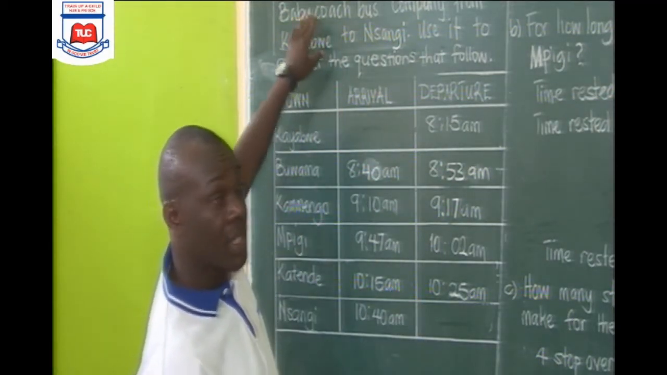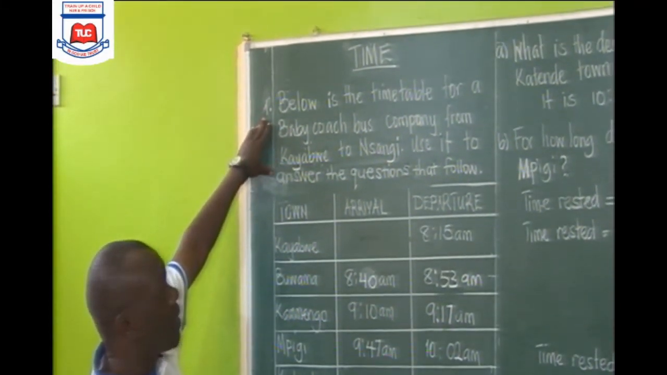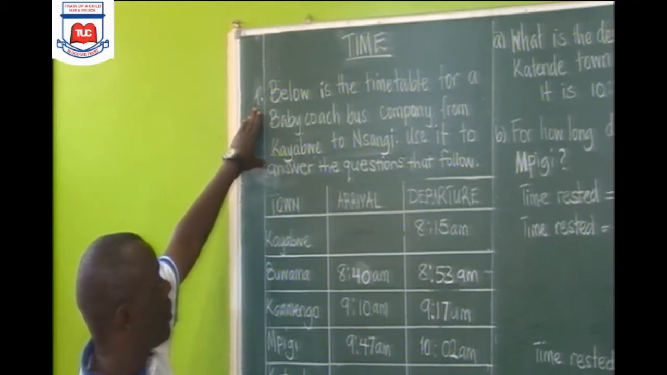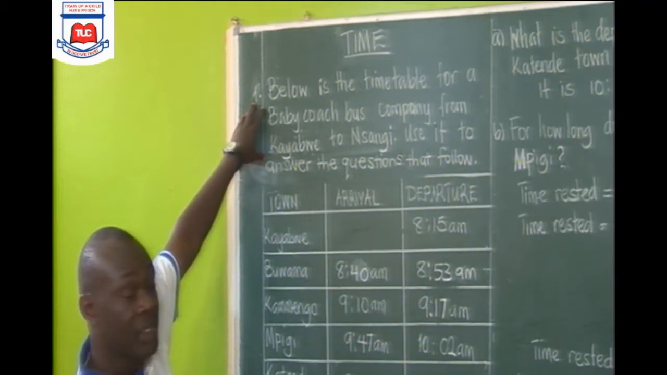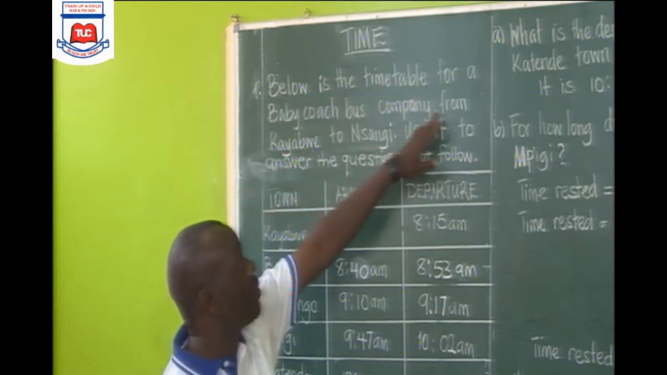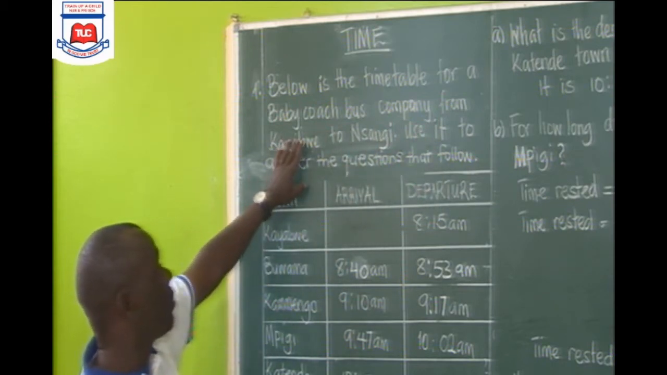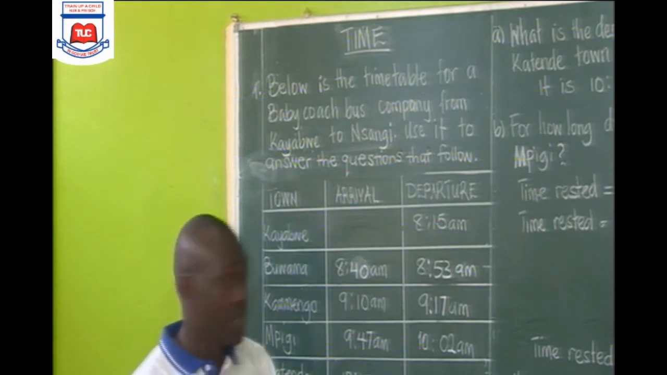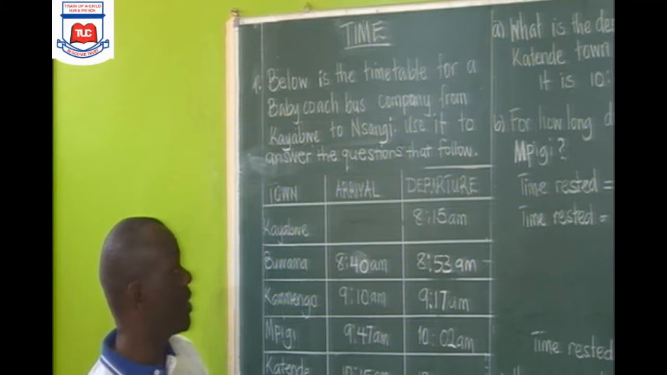Now, number 1 today reads, this is an example which one must follow strictly, for it is also a very important topic. Then it reads, below is the timetable for a baby coach bus company from Kayabwe to Nsanji. Use it to answer the questions that follow.